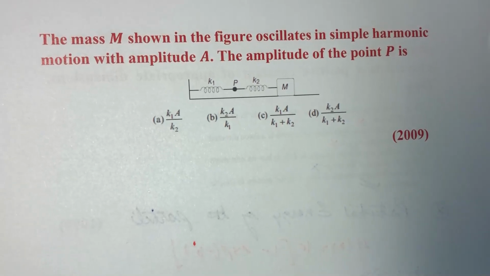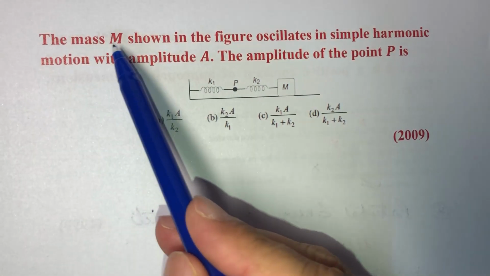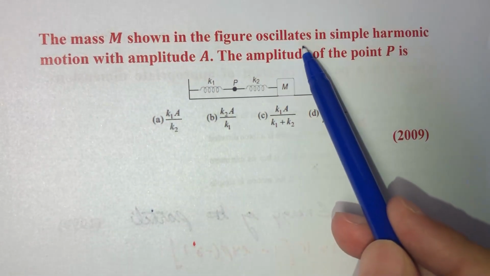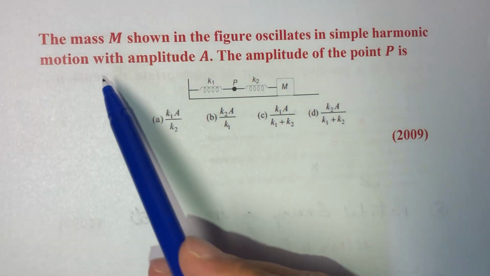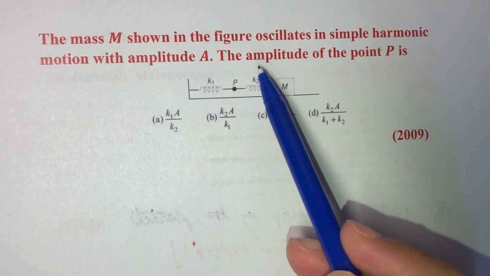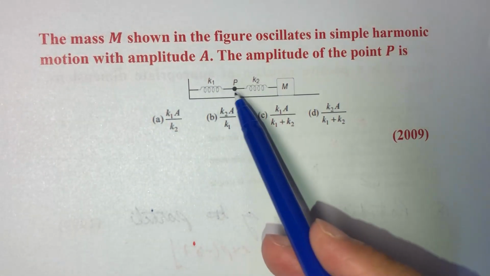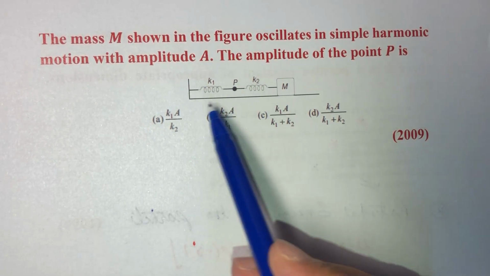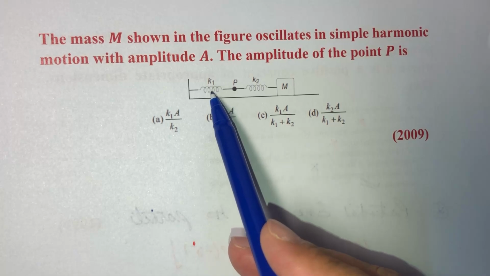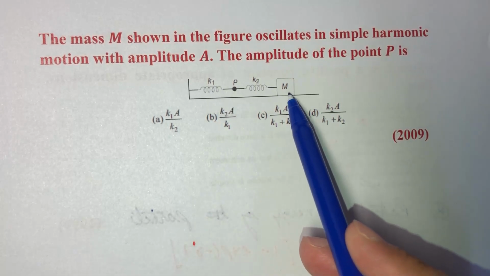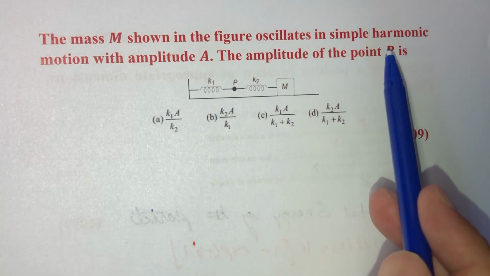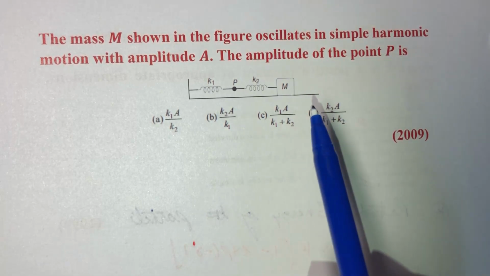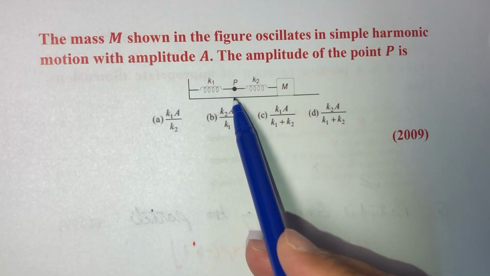Hello friends, today's question: the mass m shown in the figure oscillates in simple harmonic motion with the amplitude A. The amplitude of point P is, so these are two springs connected in series, one after the other, having spring constants K1 and K2, and this mass m oscillates with SHM with the amplitude of A, and we have to find out what will be the amplitude of P.